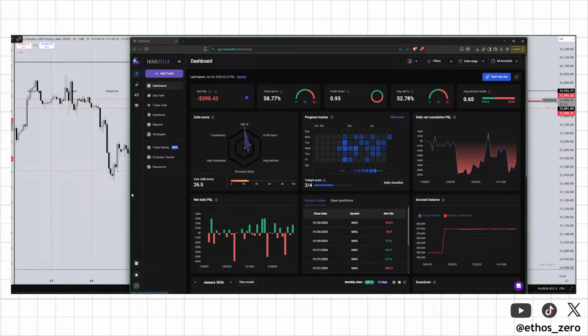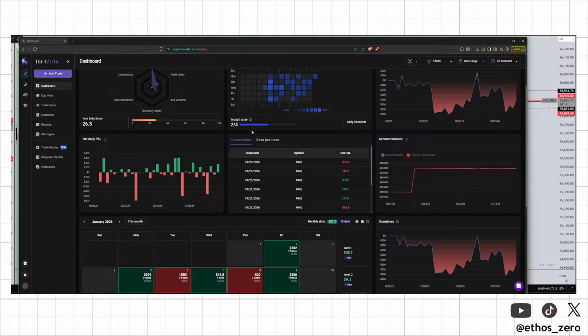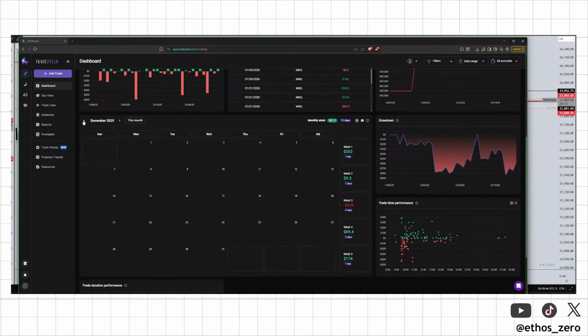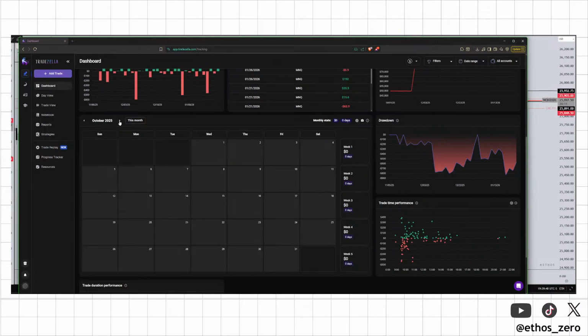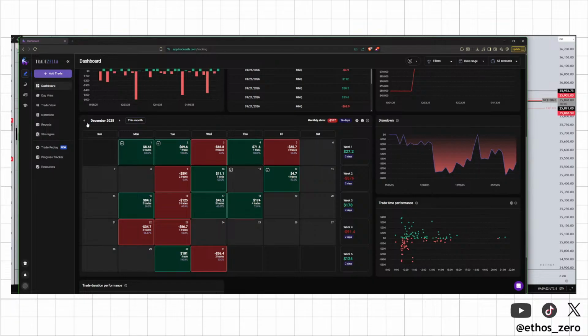Okay, so going to go over this a little bit. So this is my TradeZella. I have a just over 50% win rate. Profit factor is still negative. So technically I'm unprofitable, but I'm hovering around this area. I've never blown the account yet. And I've had this for, I think, it's only 3 months. So November, December, January. So I've had it for 3 months and I'm kind of hovering around.